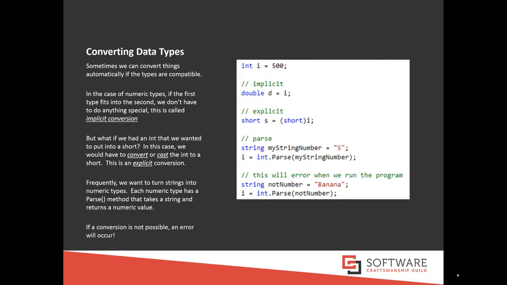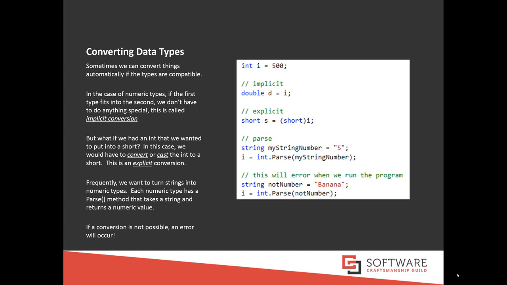And let's look at some code real quick here. Here I've created an integer I and assigned it a value of 500. Then I've declared a double called D, and I've assigned it the value of I. So D is now 500. That's just fine because a double can hold an int. In the next line, I want to convert the int I into a short and store it in S. If I'm going to do that, I need to explicitly convert it. And the way C# does that is to put the word short in parentheses. And that's basically instructing the compiler to force the integer to turn into a short.